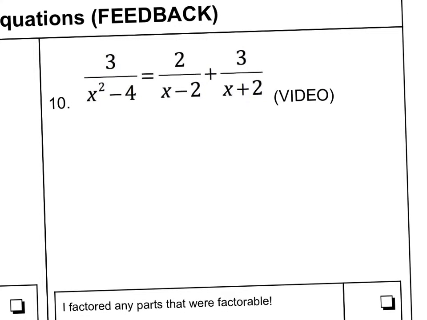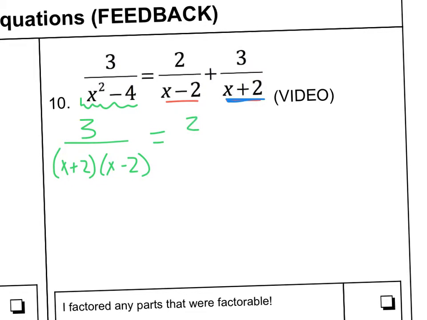For number 10, we've got 3 over x squared minus 4, and we've got 2 over x minus 2 plus... I've given you a hint that if you have fractions like this, you can use the other pieces to figure out what you should factor into. But if you didn't get that hint, this is a difference of 2 squares, and x squared minus 4 factors into x plus 2 and x minus 2. The nice thing about that is that now we've got 2 over x minus 2.